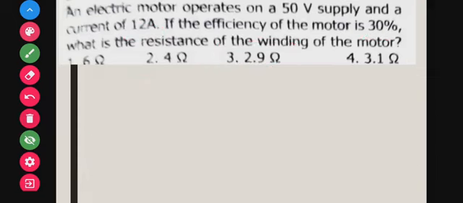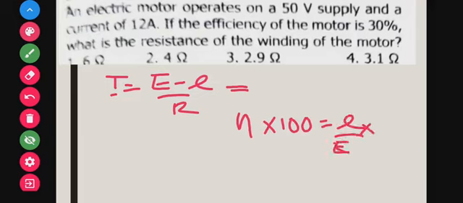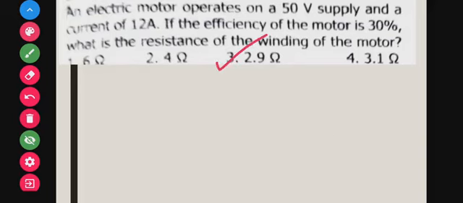The formula you need to know here is I is equal to capital E minus small e divided by R, and you have to find the value using the efficiency given. Eta into 100 is equal to e by E into 100, and eta is 30%, so 30 by 100. By solving like this, we find that the third answer is correct. Okay, 2.9 ohm. That's all.